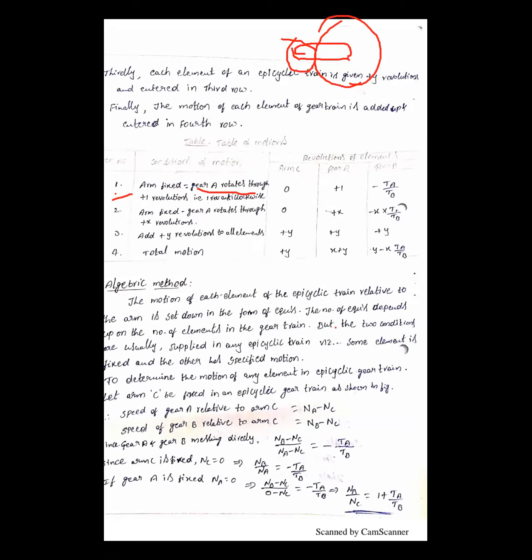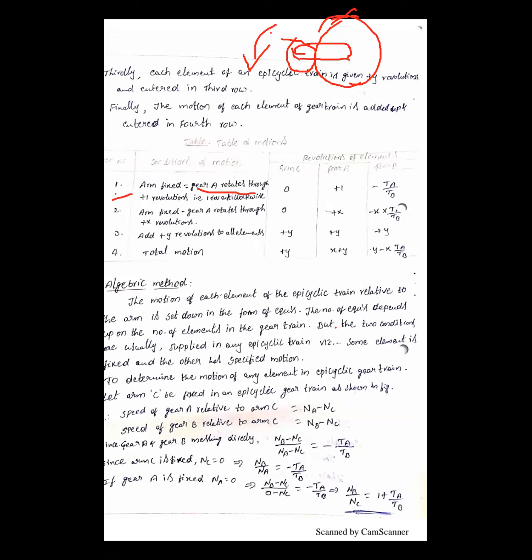So that is the gear system. When gear A rotates in the anti-clockwise direction, plus 1 revolution means anti-clockwise direction. Only one revolution happens in gear A. So the speeds of the arm, gear A and gear B: the arm is 0, because the arm is fixed, and gear A is plus 1. So that is already set in our condition.